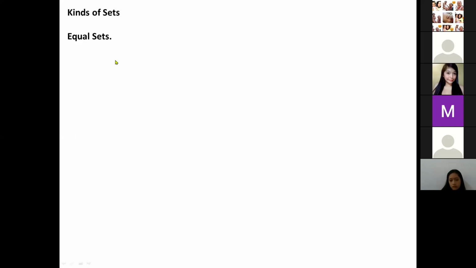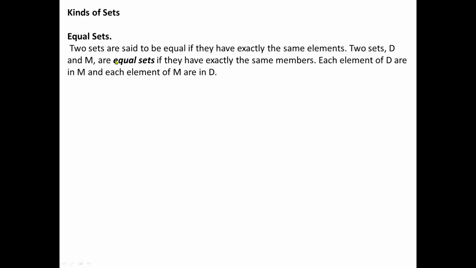Two sets are said to be equal if they have exactly the same elements. Halimbawa, set A and set K. Anong meron ng set K? Meron lahat si set A. Ano man ang meron si set A, meron lahat si set K. So let me show you the definition. Two sets are said to be equal if they have exactly the same elements. Halimbawa na lang, set D and M. Equal sila kung lahat ng mga miyembro nila, meron sila pareho. Its elements of D are in M, and its elements of M are in D. Example, para maliwanag, no?